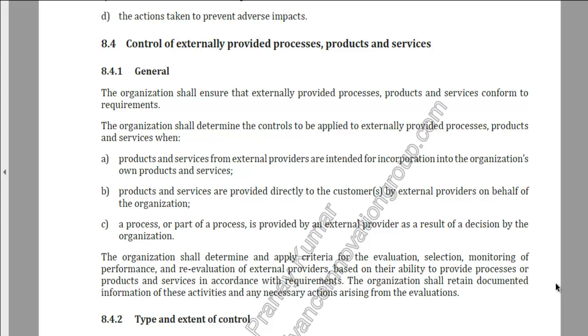You must realize that each time you are outsourcing some part of your business process to an external vendor, the responsibility of providing to the customer is still with the company itself. So you will have to have stringent controls. And the first part of the control, as mentioned in clause number 8.4.1, is that you will have to apply criteria for four things: evaluation, selection, monitoring, and re-evaluation of these external providers.